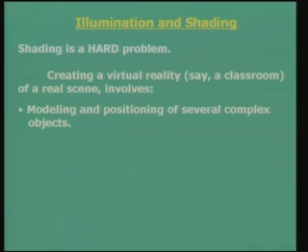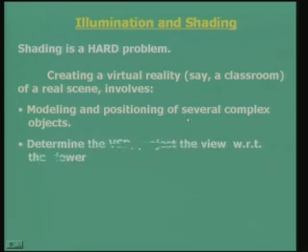So, we need to create a virtual reality, say a classroom, as I was talking about some time back, of a real scene. There are various methods by which the shading and illumination is done for complex 3D scenes. We need to model and position several complex objects in the 3D scene, that we have seen as the first stage of the 3D graphics pipeline. But once that is done, you determine using the visible surface detection algorithms, find the visible surface at any particular point. You can use the Z buffer algorithm, or ray tracing. I think we will stick to mainly these two algorithms because they are very common, popular, and they are the most sophisticated.